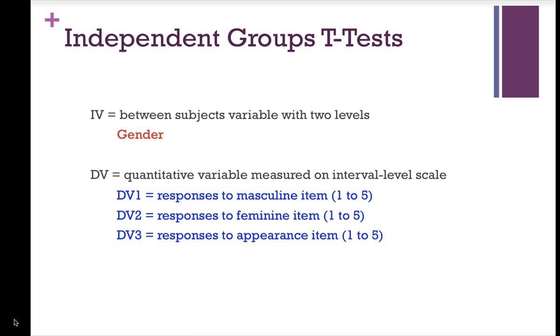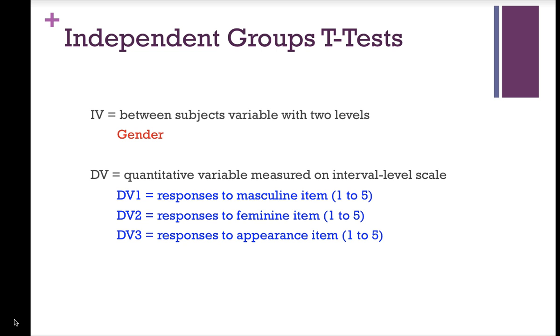So I'm going to start with the independent groups t-test. And in this example, my independent variable, it's a between subjects variable, has 2 levels, is gender. So I'm going to compare women to men. Now I'm actually going to do 3 different independent groups t-tests.